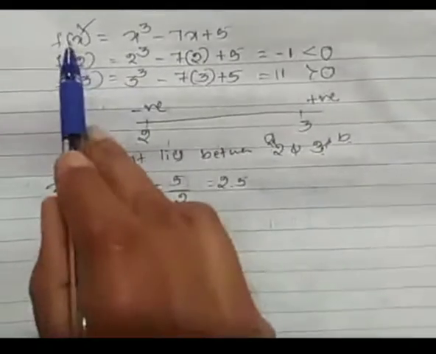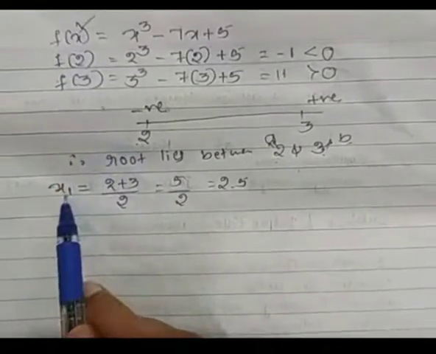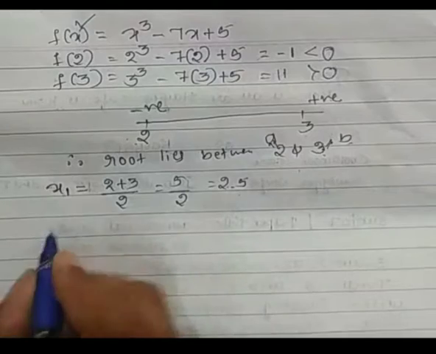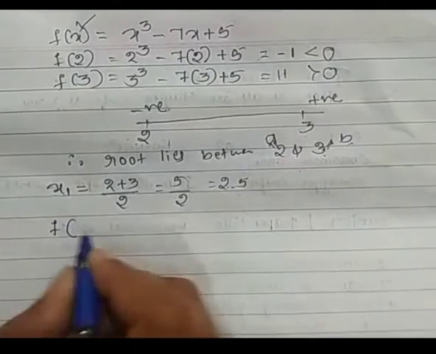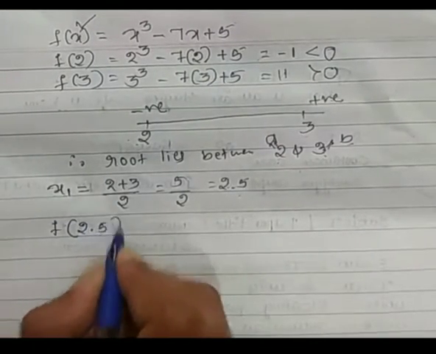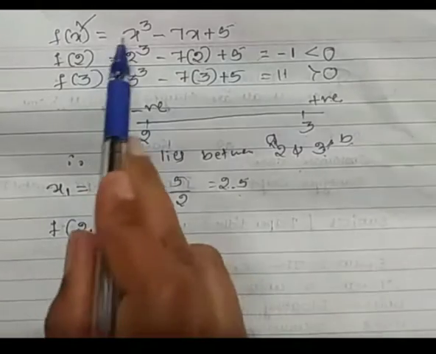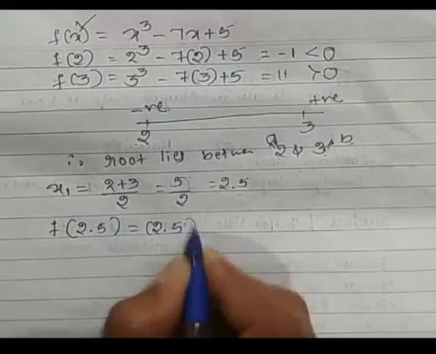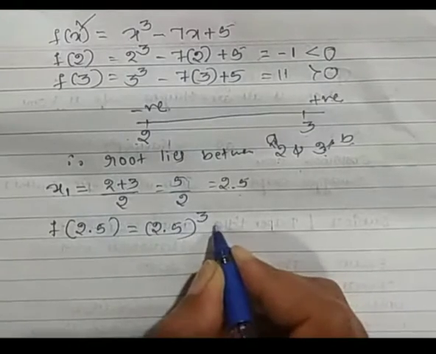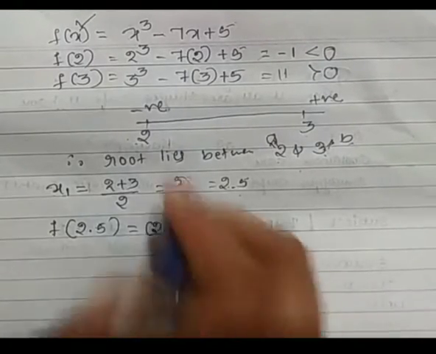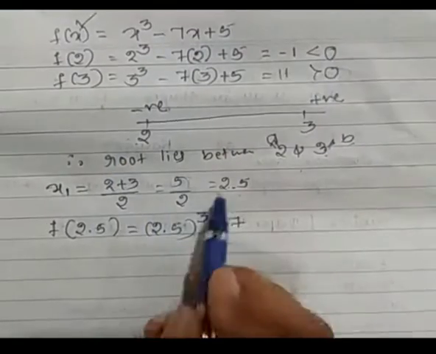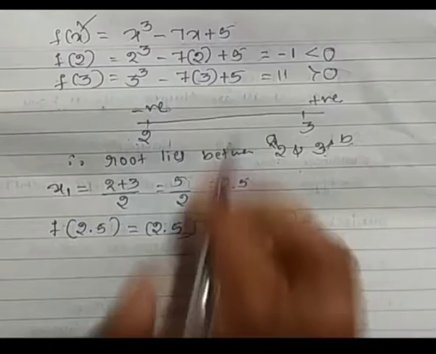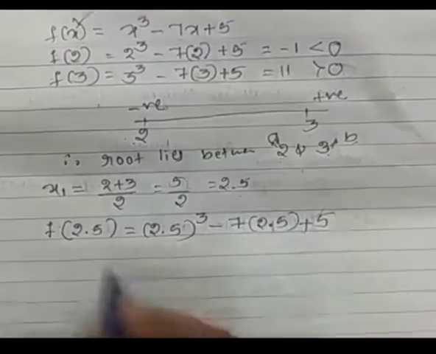See, this is f of x. Our x1 value is what? 2.5. Once we get the x1 value, we need to substitute it. That is f of 2.5, which is equal to x cube. Now here we are replacing x with 2.5. So 2.5 raised to 3 minus 7 into x. Replace using 2.5. So 7 into 2.5 plus 5 as it is.